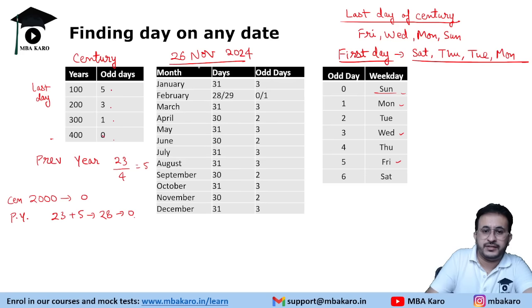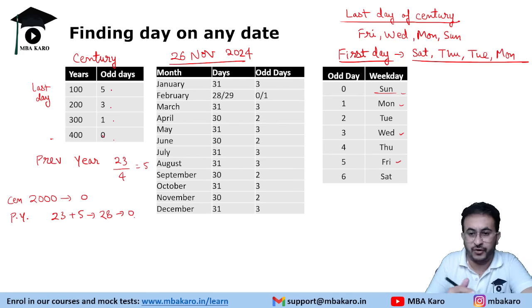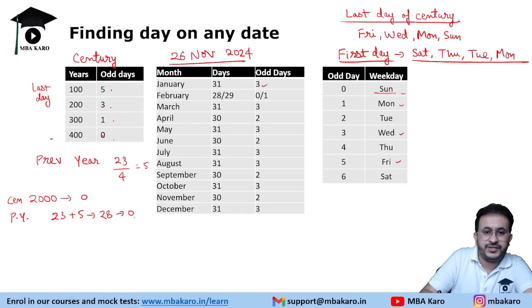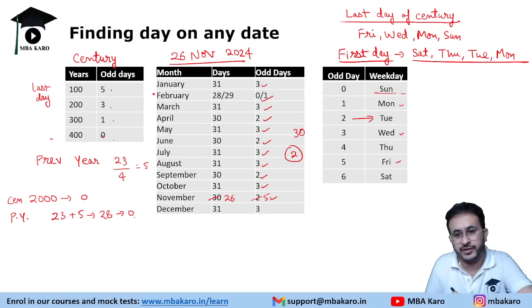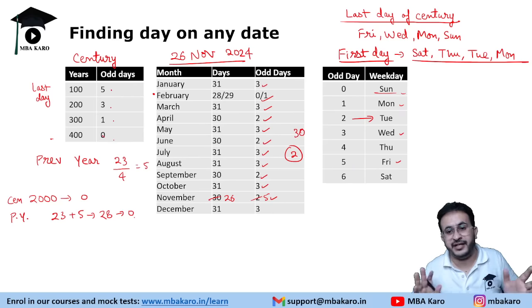So we get the last day of the previous year as Sunday. Now we will count till 26th of November, or we can also count manually. This is 3, this was a leap year, so we will count 1 here, 4, 7, 7 plus 2, 9, 12, 14, 17, 20, 22, 25. You have to count till 26. 25 plus 5, 30. 30 means 2 odd days. 2 odd days means it is Tuesday. So isn't it interesting to find a day directly?